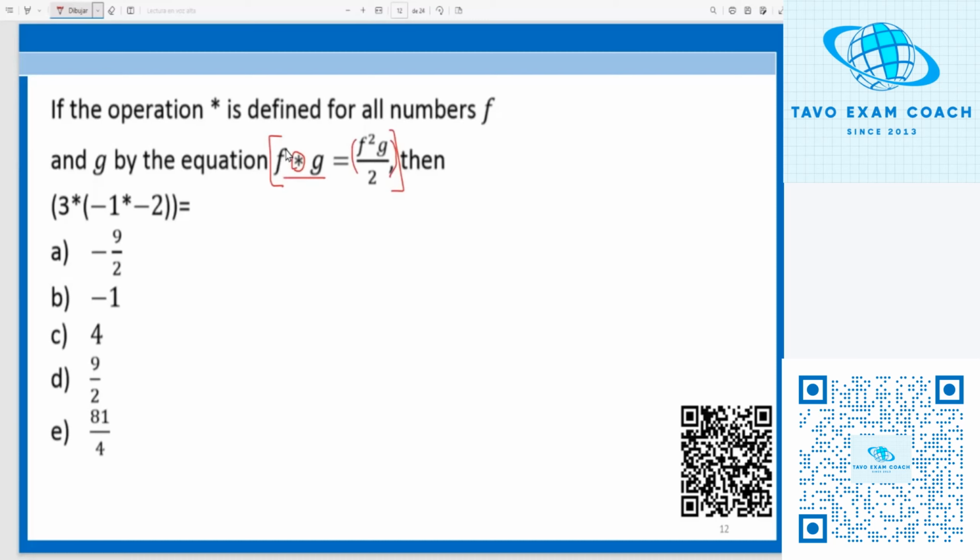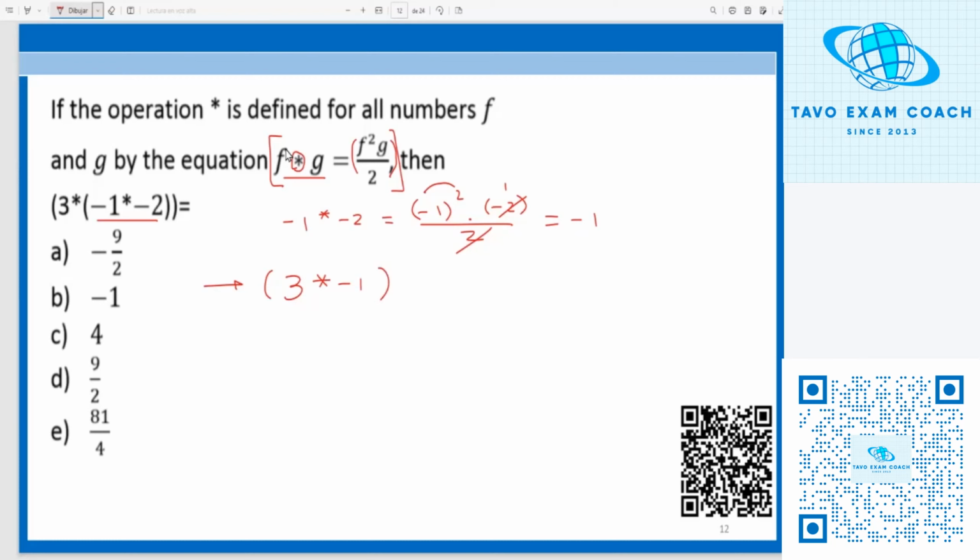So let's try with the inner parenthesis first. -1 asterisk -2 would be -1 squared times -2 over 2. Okay, we simplify here, it's just 1. So here is 1. 1 times -1, this is -1. So now the original expression would be 3 asterisk -1.